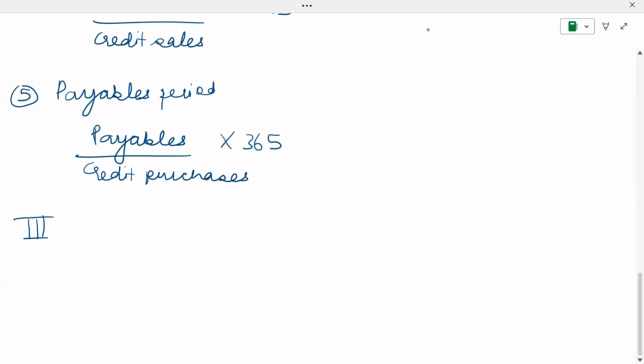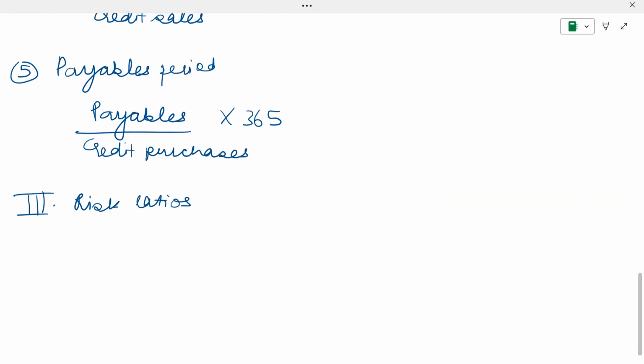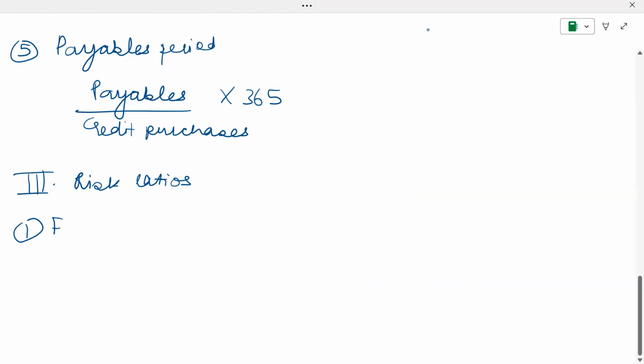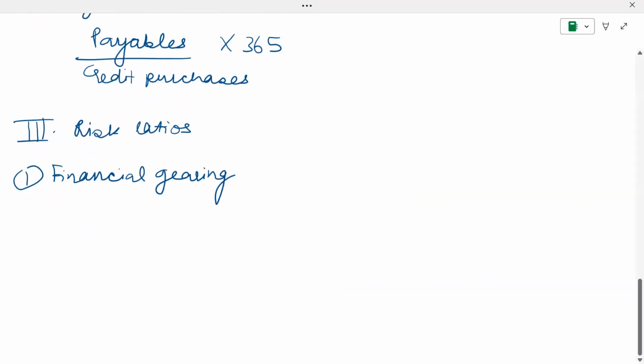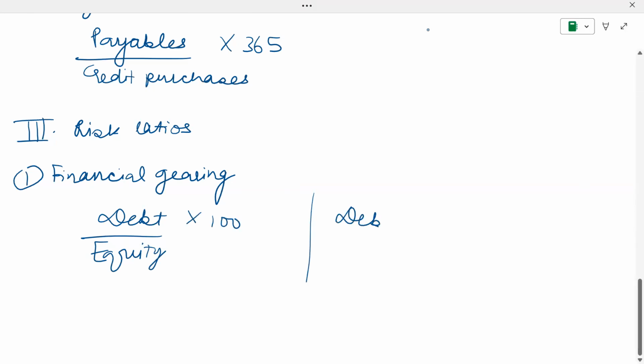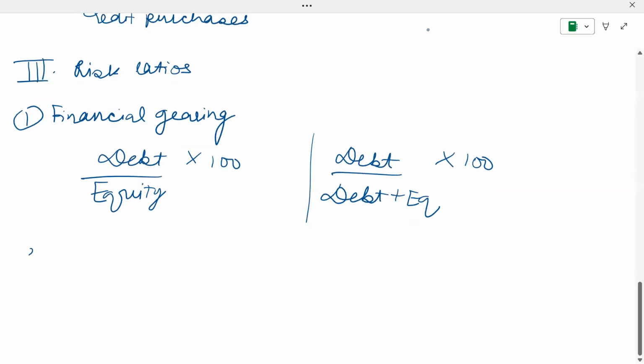Then the third category of ratios is the risk ratios. With the risk ratios, first comes your financial gearing. Financial gearing can be found out using two ways. You can use either, both will be correct. Either you can take debt upon equity into 100. The other way to find out is debt upon debt plus equity into 100. Another formula is the operational gearing.